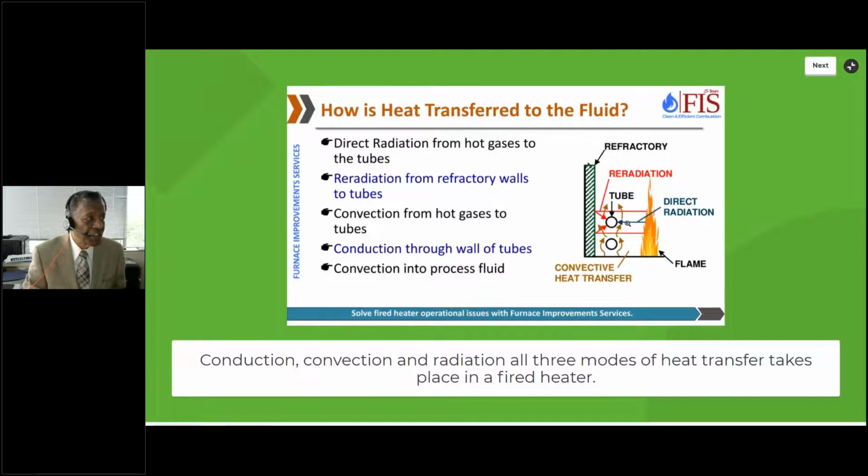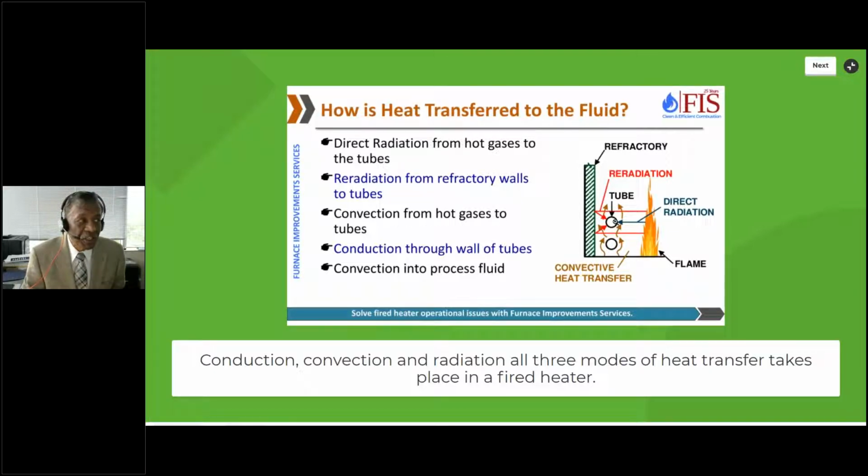And this thing, then re-radiation from the refractory wall, and then the convection. So these are all the heat transfer taking place, and this heat transfer takes place to the outside of the tube, and then the heat goes up from the outside to the inside, and that is also very important. And that is why the tube metal temperature comes into the picture.